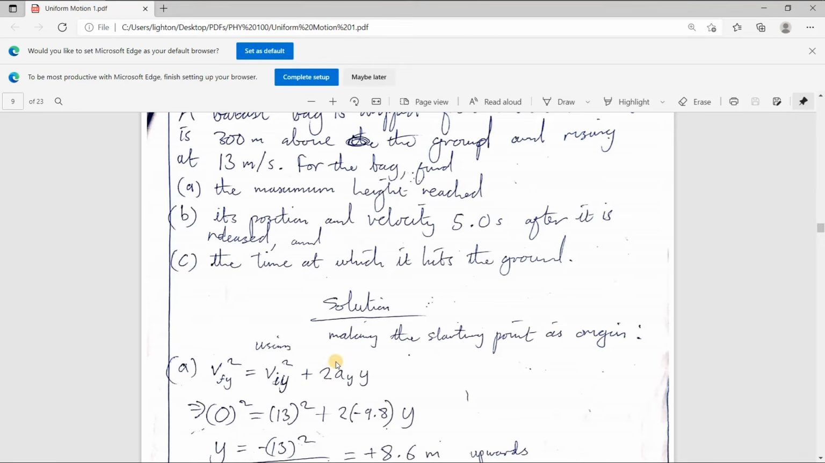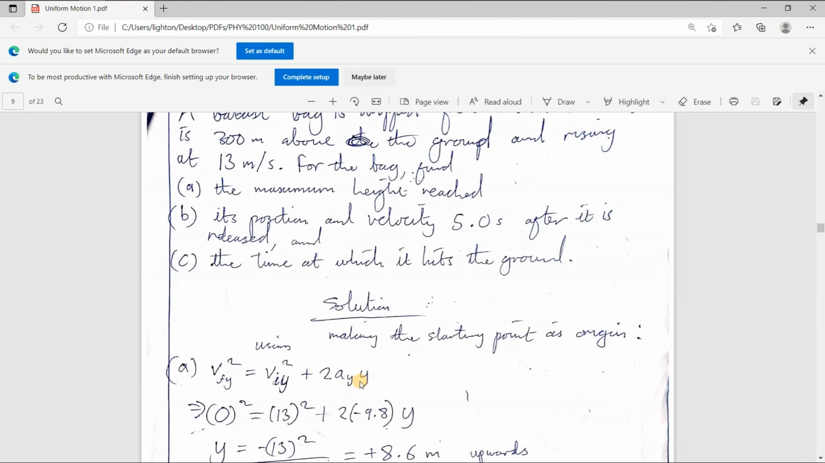This equation is commonly written differently depending on the textbook you're using. In some textbooks, you see it written as v squared is equal to u squared plus 2as. It's the same, but this one is more specific because it also shows the axis in which this bag is moving. So v final in the y squared is equal to v initial in the y squared plus 2 times acceleration in the y times y, which is the displacement in the vertical plane. So we want to find y in this case.